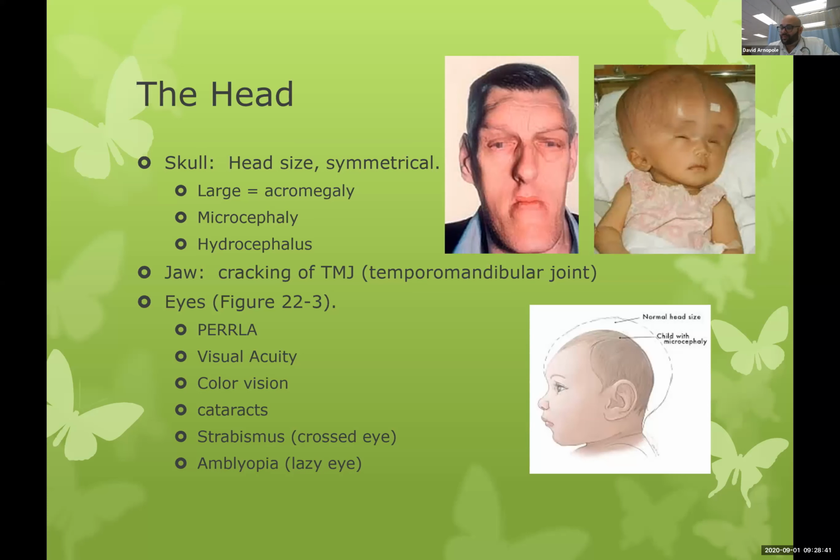Do not write PERRLA unless you can say what the A stands for. Accommodation is specifically, you've seen people pull their finger in towards your nose. What's happening is your eye is constricting and then opening back up when you pull back. That is accommodation if both sides are doing it equally. You need to know what that means, because if you have a stroke patient and say they have PERRLA and they actually don't because you forgot what the A stood for and just assumed, that's on you.